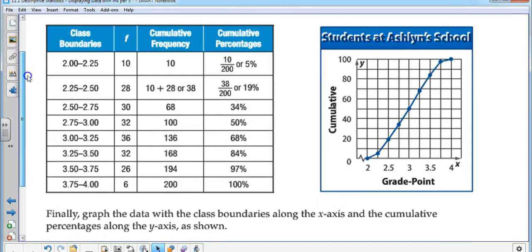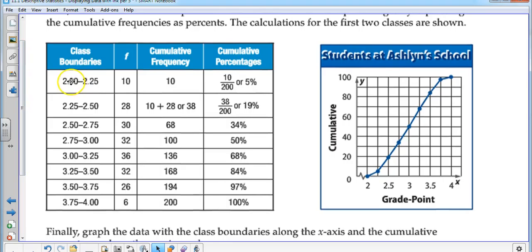This is the same data from the first chart. Here's the class bounds, the GPA from 2 to 4, and the number of people in each category. A cumulative frequency means you want to say there were 10 people in this category, but when you get to here, you want to say there are actually 38 people who scored below a 2.5. Okay? You're accumulating or adding up as you go down. So there was 38 people. Then you get to this one, say below a 2.75, there are all of these, or 68 people.